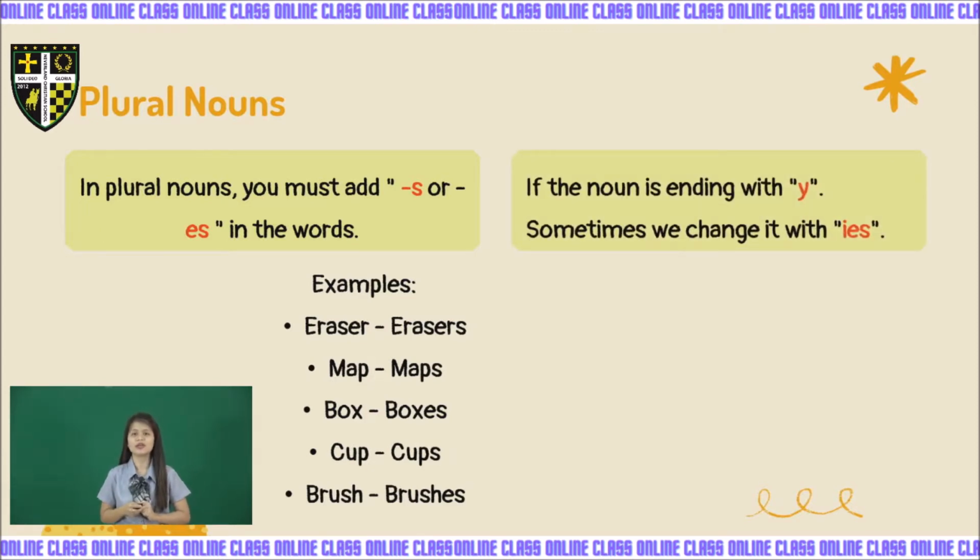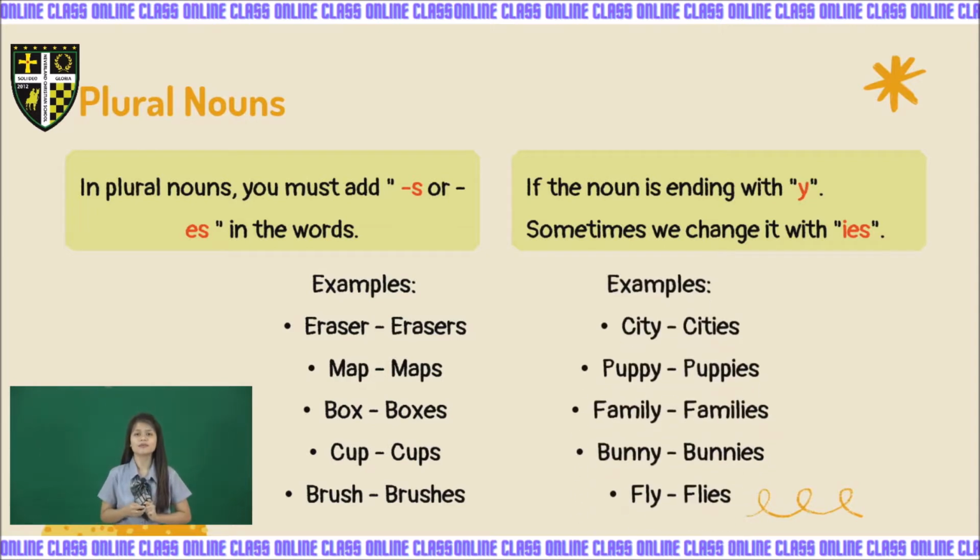And there are plural nouns that end in Y. But remember, kids, that for words ending with Y, sometimes we change it with IES. Examples are city, cities. Copy, copies. Family, families. Bunny, bunnies. And fly, flies. Let's discuss more clearly the ending Y.